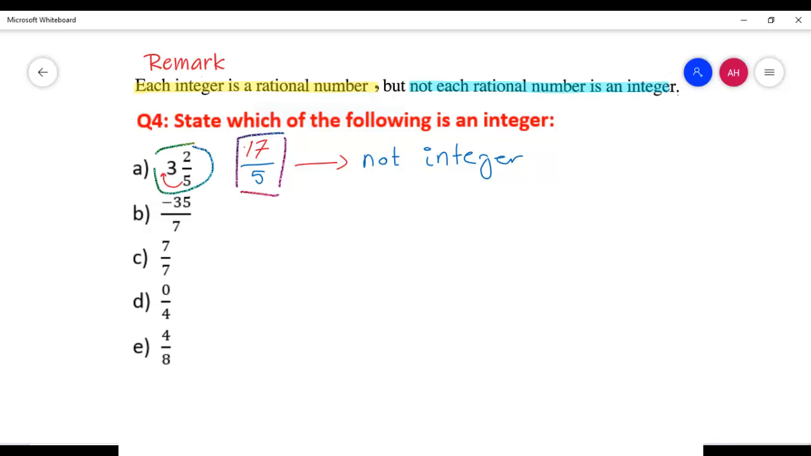Let's go for the other rational number, negative 35 over 7. Negative 35 over 7, if I write it on my calculator, I will find the answer of negative 5, because negative 35 can be divided by 7. 7 times negative 5 is equal to negative 35. So here is an example of a rational number, and at the same time an integer.